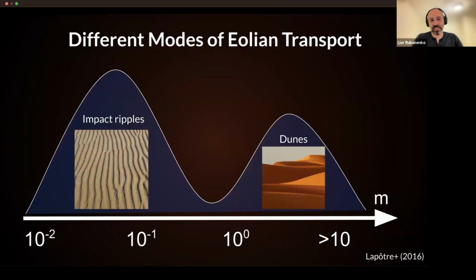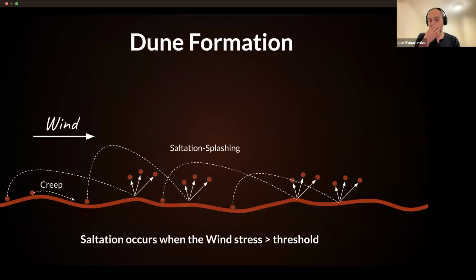And the story begins on Earth, actually, where we see two clear modes of eolian transport. We see what we call impact ripples on scales of between a centimeter, maybe a few centimeters, and we see dunes on scales of meters and larger. The smallest dunes, I think, are maybe 5, maybe 10 meters on Earth, maybe a little bit smaller than 10 meters. We see those two distinct modes of eolian transport, or bed forms formed by eolian transport. And how do those bed forms form?